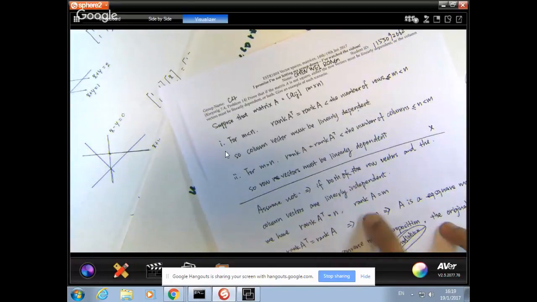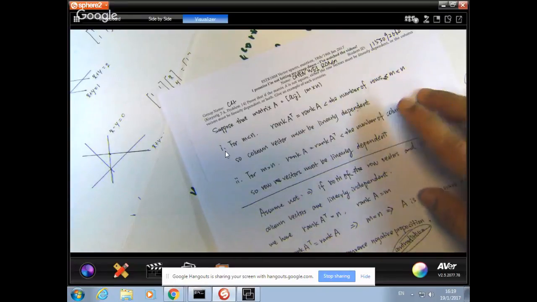So if both the row and column vectors are linearly independent, then the rank of A is equal to m, and the rank of A transpose is equal to n. However, the rank of A transpose equals the rank of A, therefore m is equal to n, which implies that A is a square matrix. But this contradicts the fact that A is not square. Hence, this must mean that either the row vectors are linearly dependent or the column vectors are linearly dependent.